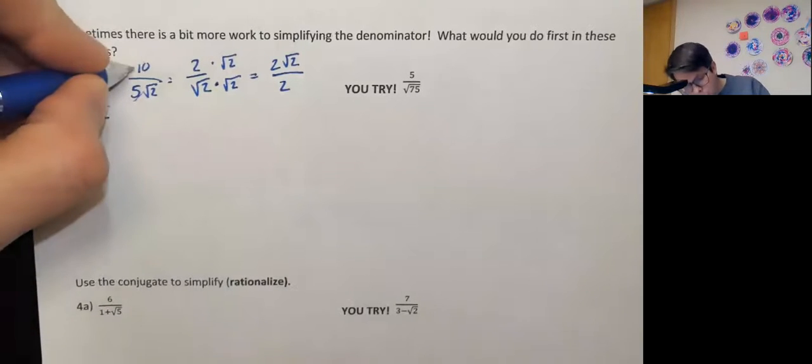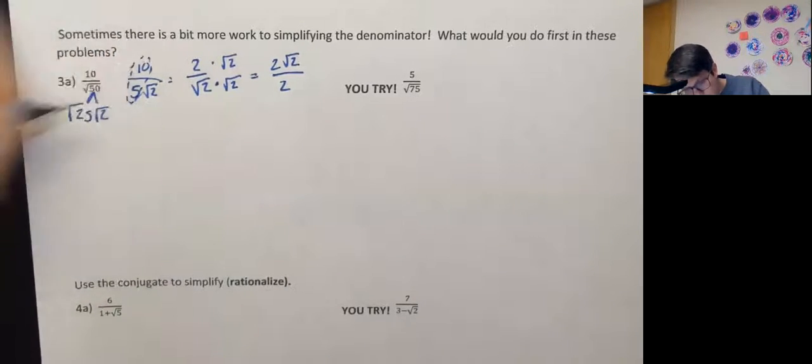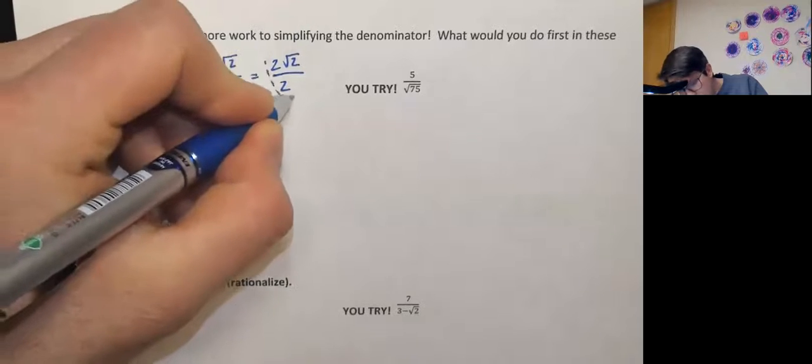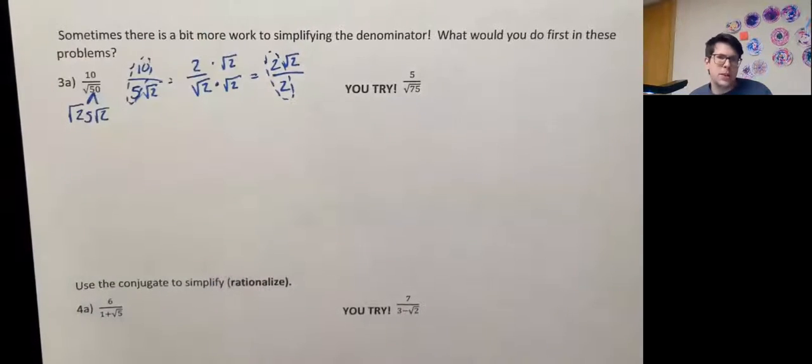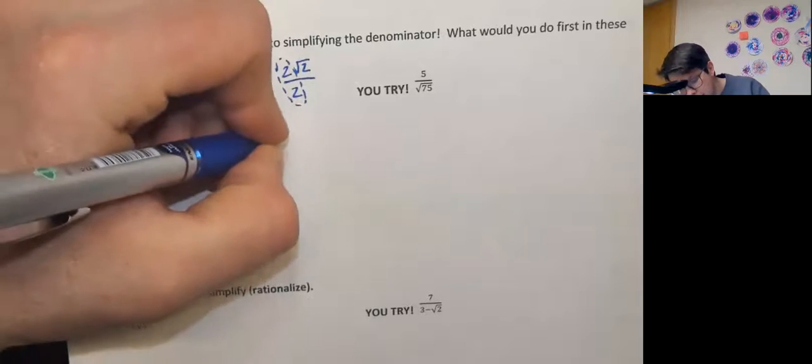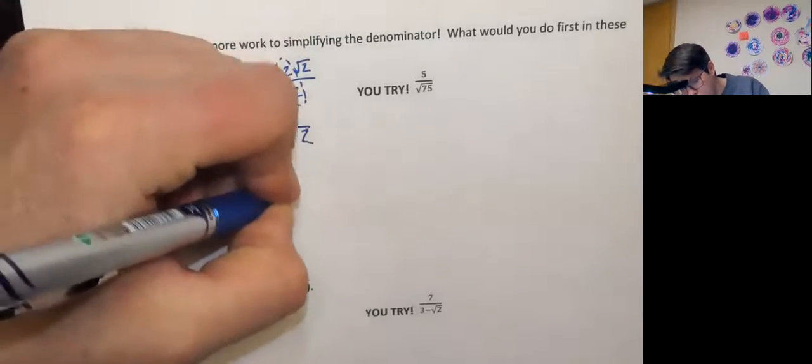And once again, very similar to what we had done over here with our numbers that were outside the square root, you can do it again right here with these numbers that are outside the square root, and you can simplify those. 2 divided by 2 is 1. And so that means that the final answer for this guy would be 1 root 2, or simply root 2.